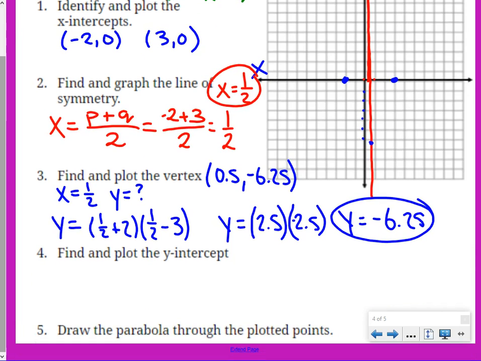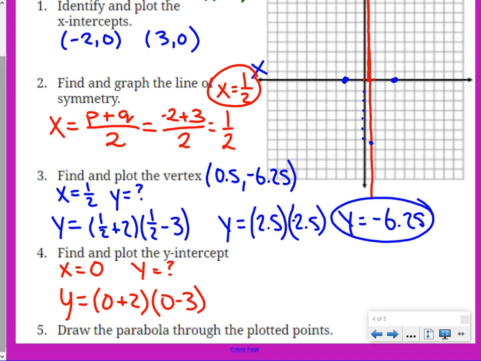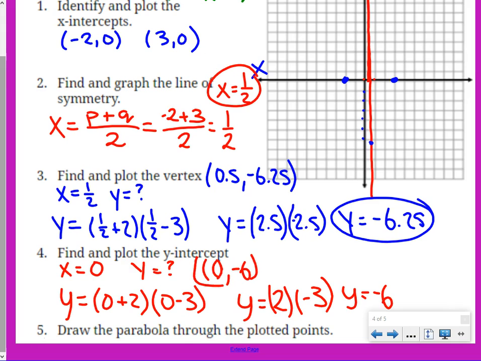Find and plot the y-intercept. The y-intercept is when x equals 0. Solve for y: put 0 into our function. Y equals x plus 2, so 0 plus 2, times x minus 3, so 0 minus 3. Y equals 0 plus 2, which is 2, times 0 minus 3, which is negative 3. So y would equal negative 6. Our y-intercept would be 0, negative 6, right here. Based on our line of symmetry, we have another point right there. Connect the 5 points, and we have a nice parabola-shaped graph.